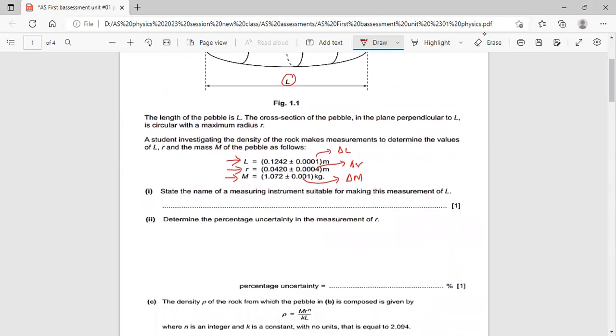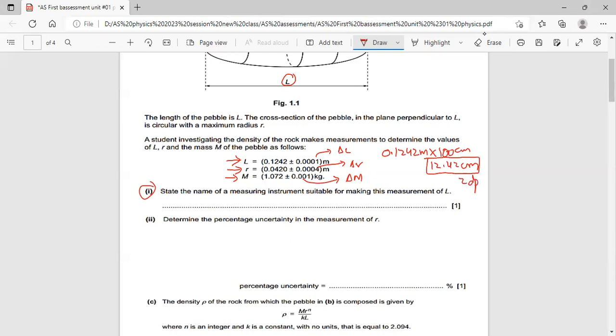Okay, the first question is you have to state the name of the measuring instrument suitable for making the measurement of L. This L is actually 0.142 meter. When you multiply it by 100, you can convert this into centimeter, which is 14.2 centimeter. So in 12.42 centimeter, there are two decimal places.